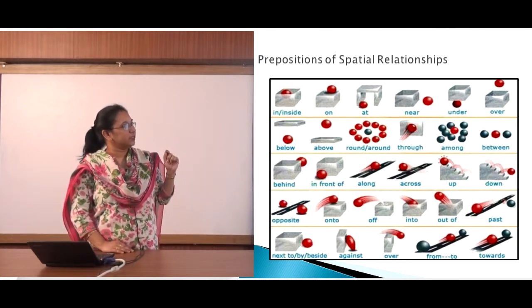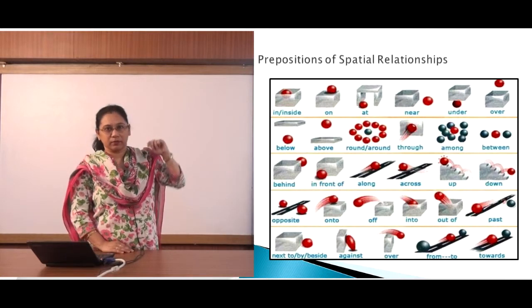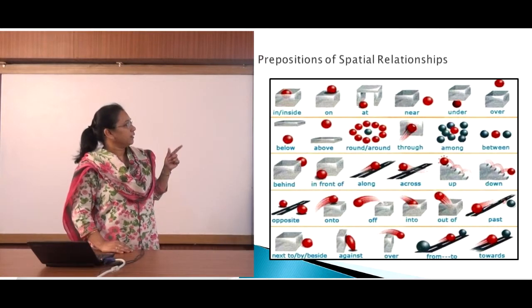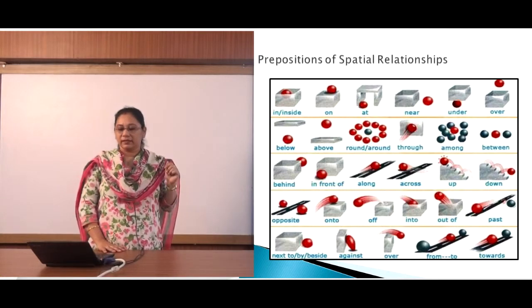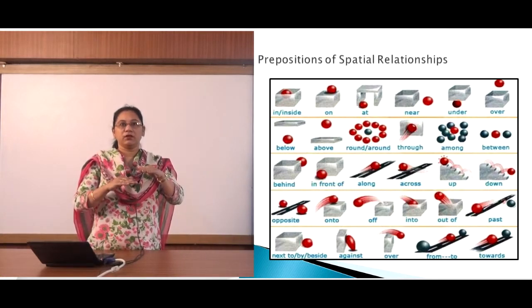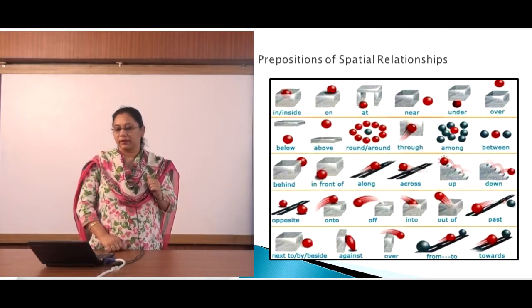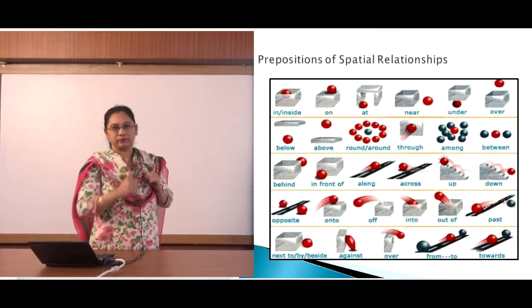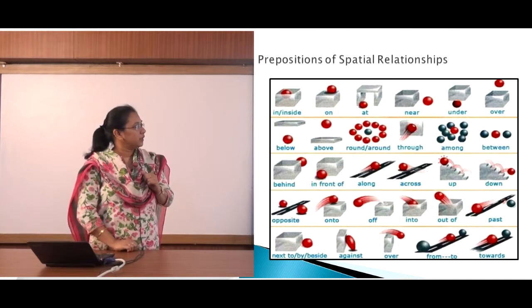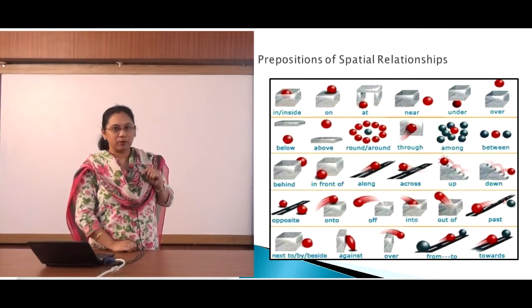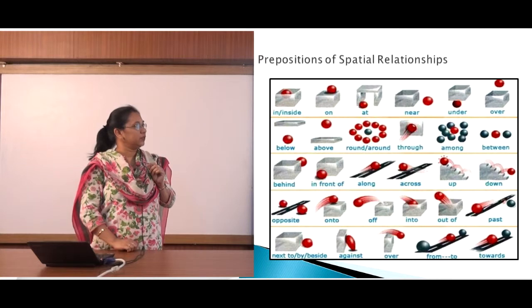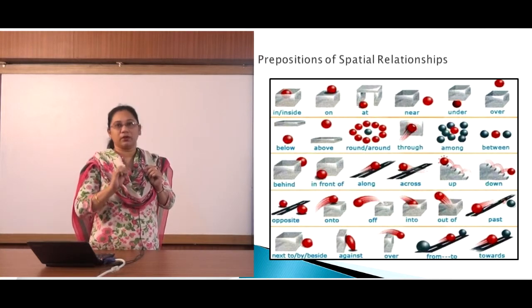In the next picture, the red ball is under the box. In the next picture, the ball is hovering over the box. So, over. Let's come down below and then you will see that the red ball is below the lid or the box. You have the red ball above the box. In the next picture you have a black ball around which are the red balls. In the next one you find the red ball going through the box.